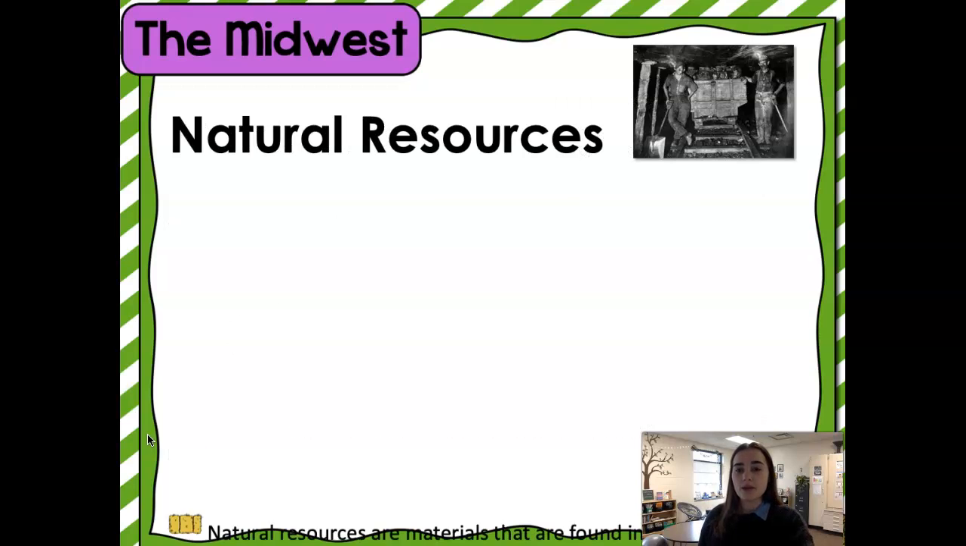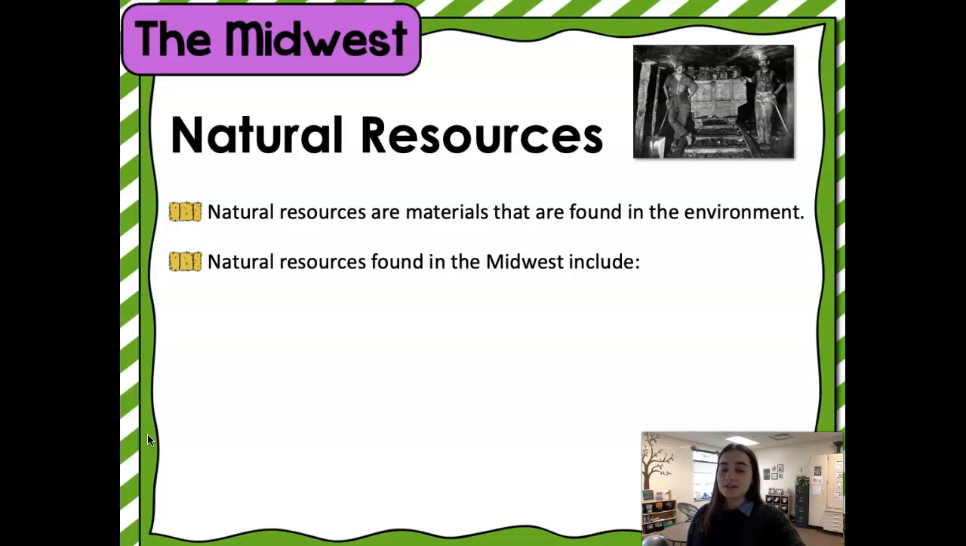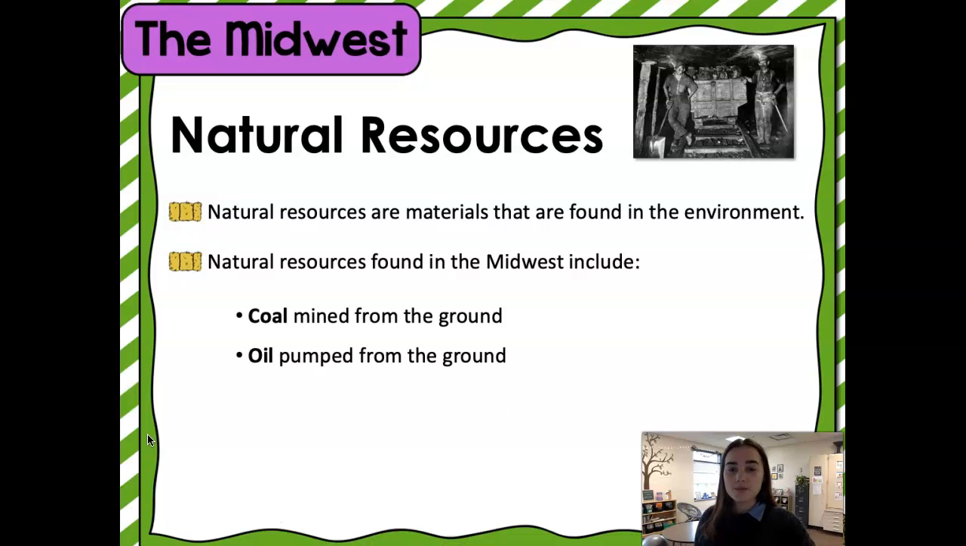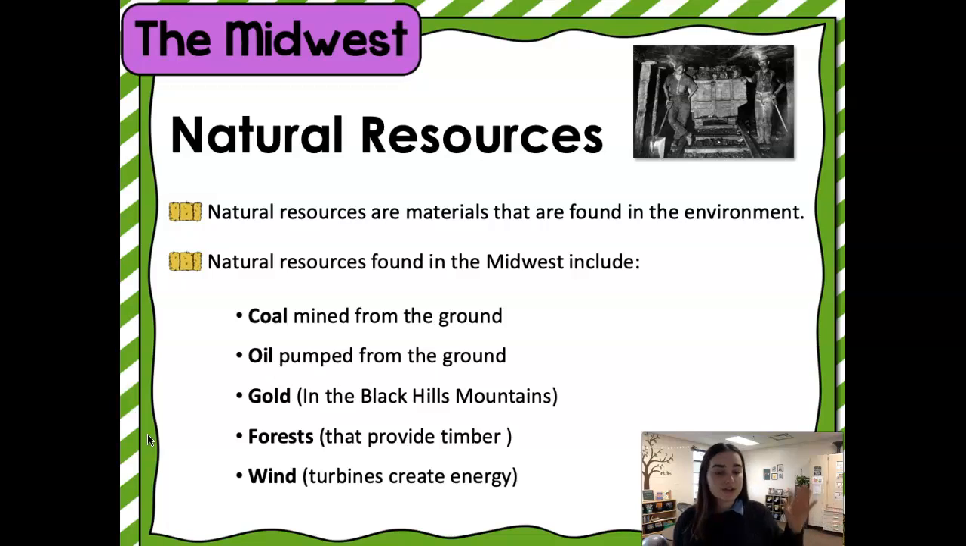Natural resources of the Midwest. Natural resources are materials that are found naturally in the environment. Natural resources found in the Midwest include coal mined from the ground, oil pumped from the ground, gold in the Black Hills Mountains of South Dakota, and forests that provide timber. Wind turbines create energy. If you've ever been on a road trip and you've seen the big windmills in the plains of Minnesota, those big windmills, those turbines, create natural renewable energy.